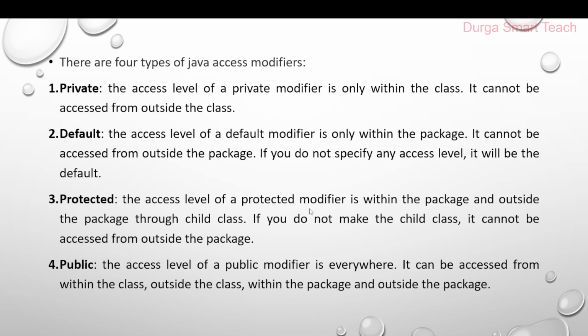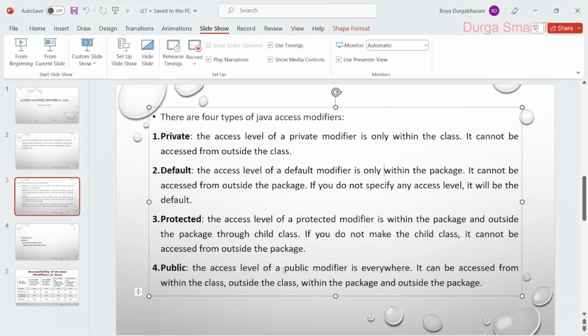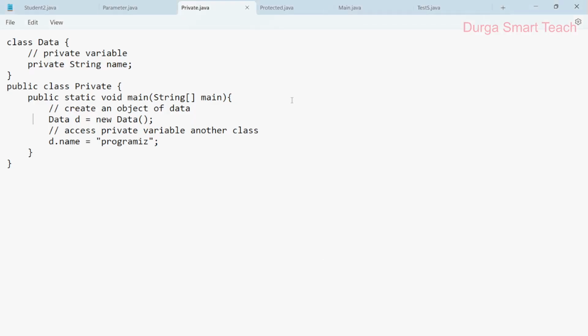Here you can access the protected modifier, protected variables and methods in parent class as well as in child class. If you do not make the child class, it cannot be accessed from outside the package. You can access only within the class or child class only. So let me show you the example program for this one.